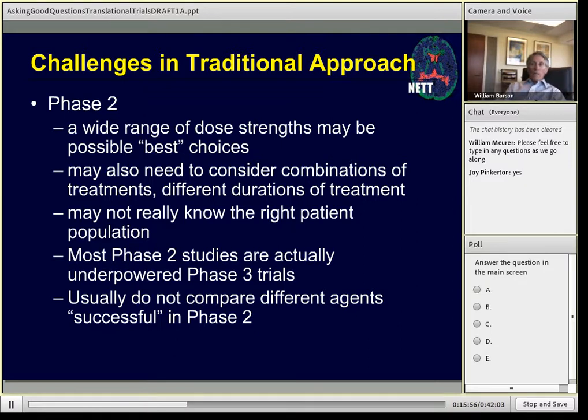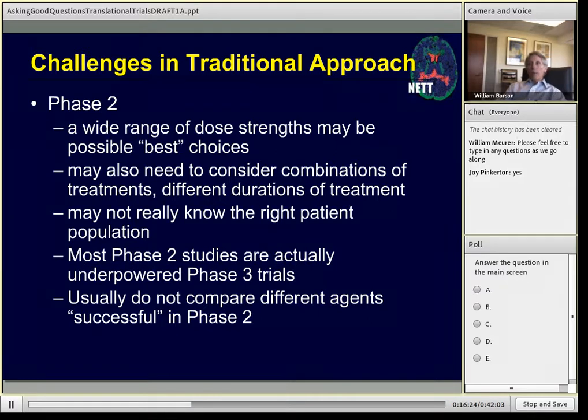A lot of times in phase 2 trials, we don't consider combination treatments or different durations of treatments. So again, I'll use the TPA trial for example. We did a 1-hour infusion. Would it have been better if we would have front-loaded the dose? Would it have been better if the infusion was longer lasting? We don't know. We never tried and have no idea. Maybe that's a much better way to do it than the way we did it, but we don't know that because that isn't the way we did it.